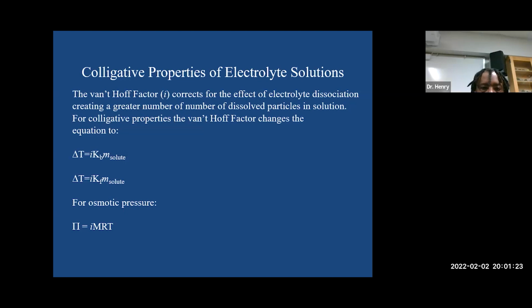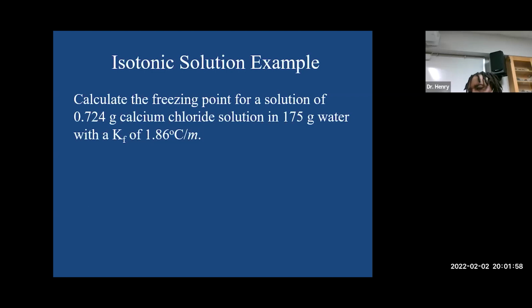For the equations that we have now, for our boiling point elevation, we just add the i onto it. For the freezing point depression, we add the i to it. And for the osmotic pressure, we add the i to it. We're adding one more letter.